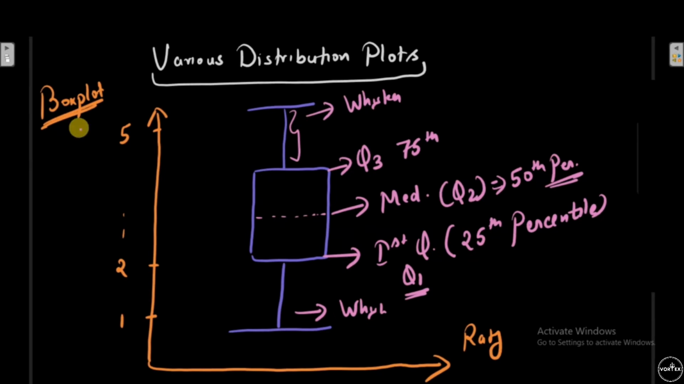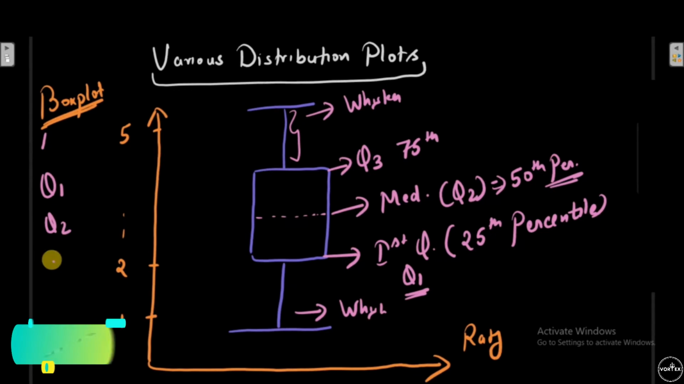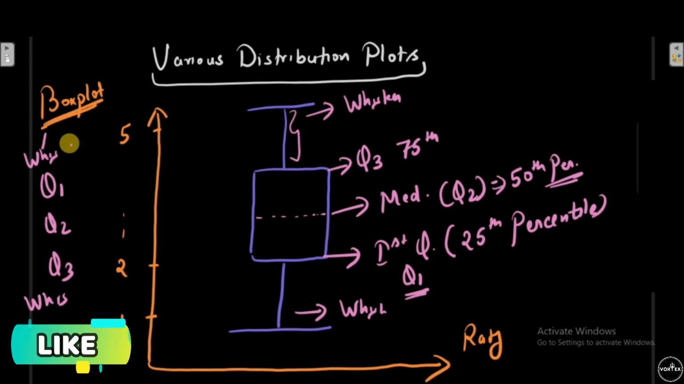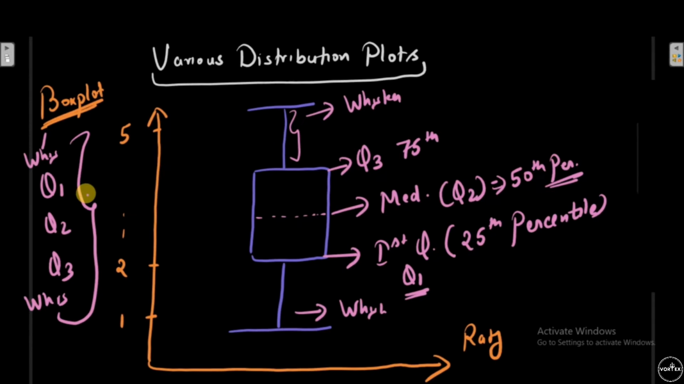So in general, what does this box plot tell us? It tells us our Q1, our Q2, our Q3, and here we have a whisker and here we have a whisker. That's why it is often known as a 5-point summary of our data, because it tells the 5 metrics.